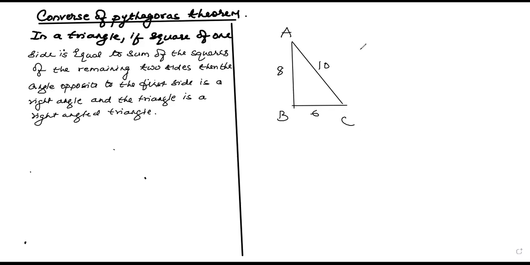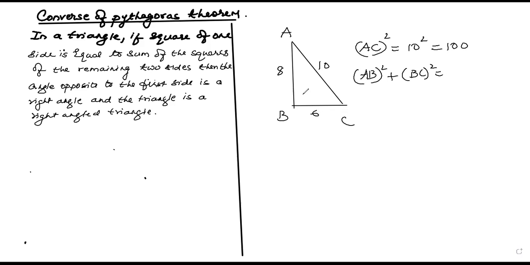तो याद रखो, स्क्वायर ऑफ द ग्रेटेस्ट साइड निकालो. Which is the greatest side here? 10. तीनों में से सबसे बड़ा नंबर 10 है. तो AC स्क्वायर इक्वल 10 स्क्वायर कितना हो गया? 100. अब बाकी दोनों छोटा साइड को ऐड करो. AB स्क्वायर प्लस BC स्क्वायर ऐड करो, कितना होगा? बाकी दोनों छोटा हो गया.